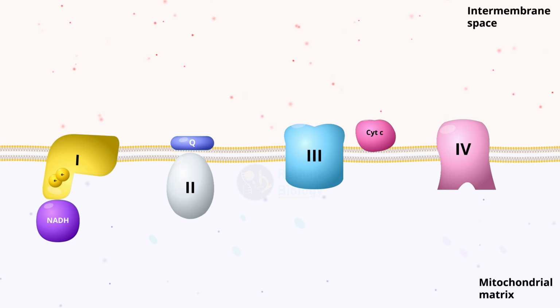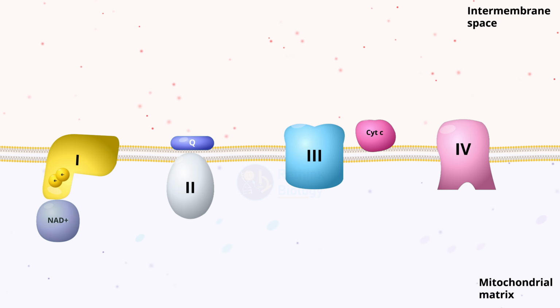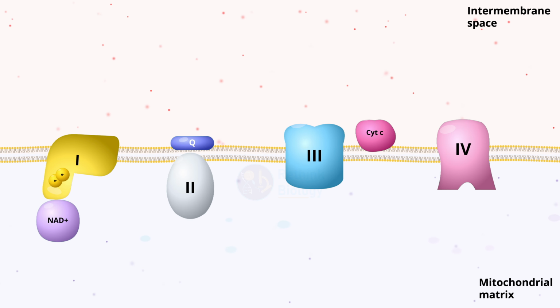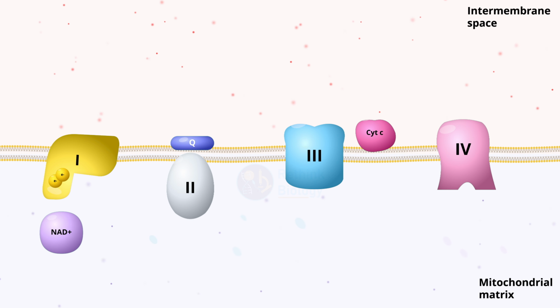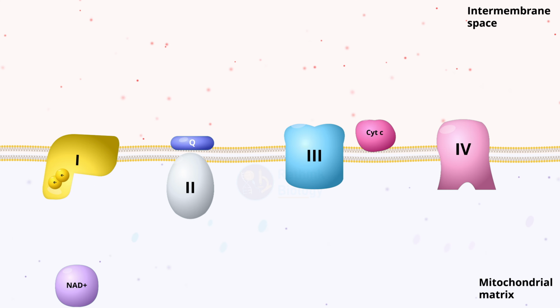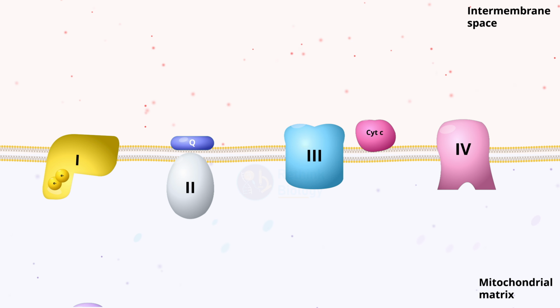When NADH drops off these electrons, it also loses a proton. It becomes NAD+. The NAD+ is the empty delivery truck. It floats back into the matrix to be recharged by the Krebs cycle later.